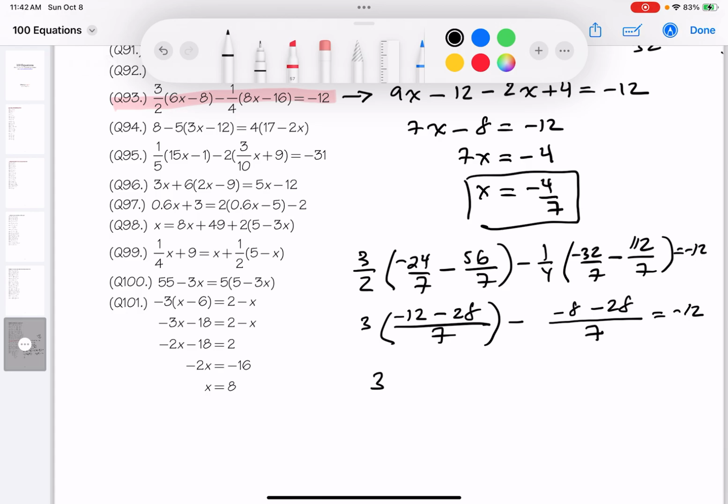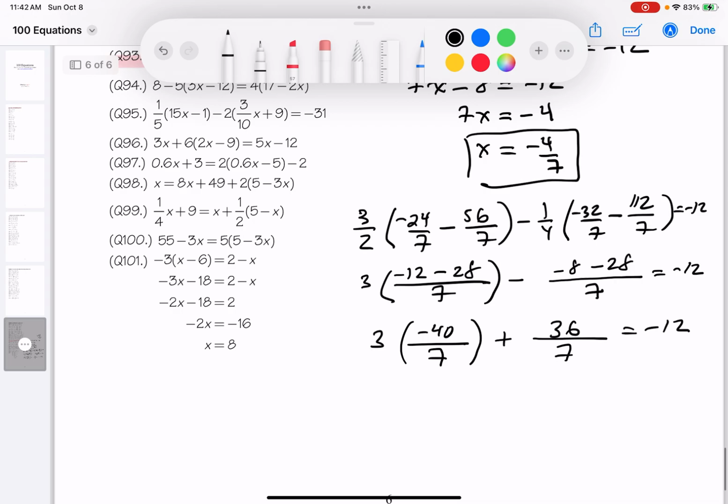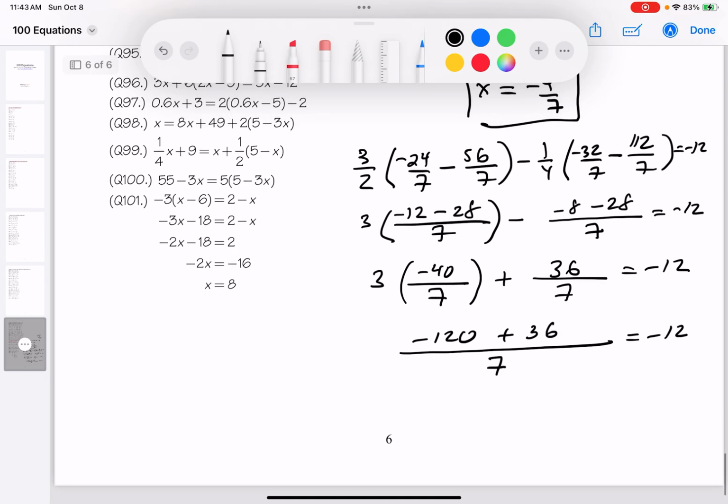So it's going to be 3. This will be a 7. And what do you get there? Minus 12 minus 28 is going to be minus 40. We'll do that later. What do you get over here? This is actually going to be plus now. That's going to be 36 over 7. And I say that's minus 12. All right, let's keep moving. And what do you get there? Minus 120 plus 36 over 7 minus 12. Let's see what happens over here.